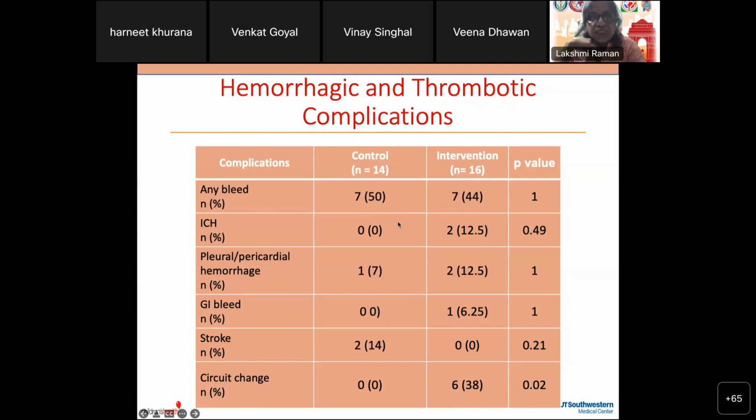And cost-wise, bivalirudin is at least 20 times more expensive than heparin. But because you have so many advantages, using fewer blood products and requiring fewer blood tests, I think overall you do save cost, and that has now been published by multiple centers. Next slide, please.